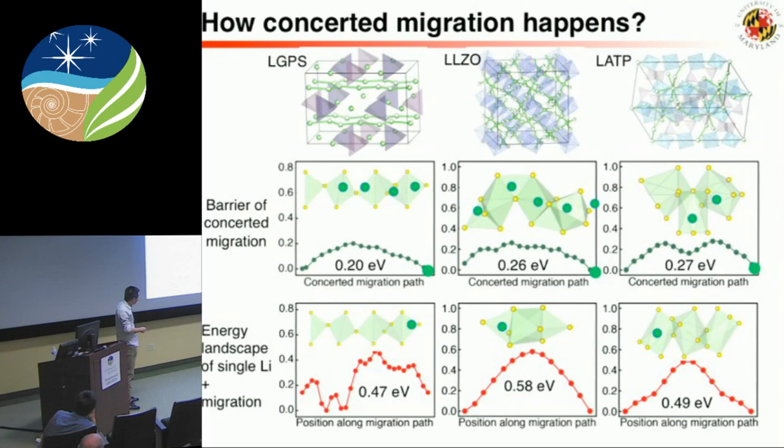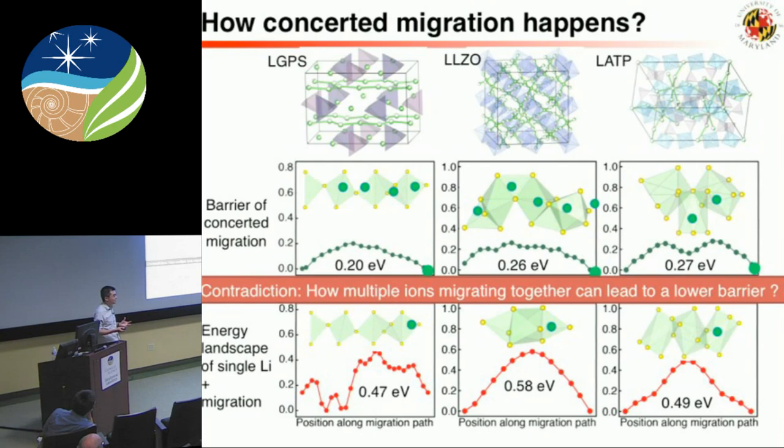So we also examine the energy landscape of these materials, because we expect it to be very flat so the lithium can move easily. Here's from our calculation. This is for LGPS, and surprisingly the barrier is actually higher than that. This is in garnet, where to move on the energy landscape you get a barrier of 0.6 eV, and in NASICON about 0.5 eV. So here comes a very obvious contradiction.